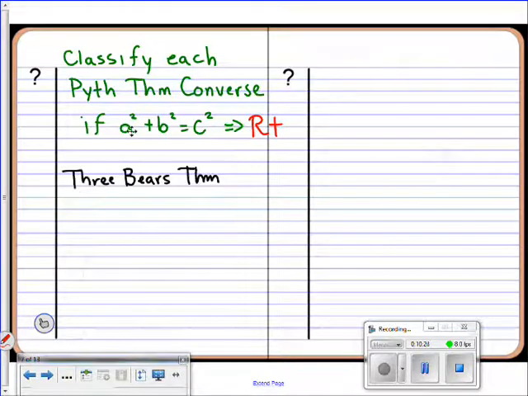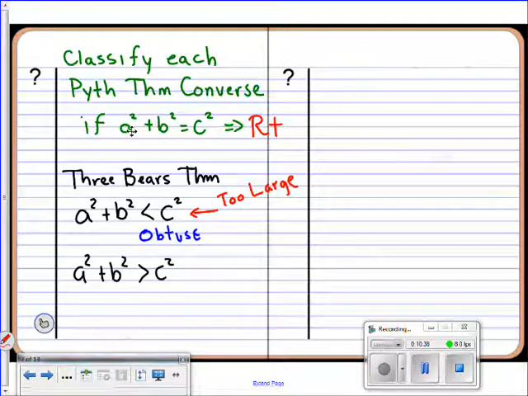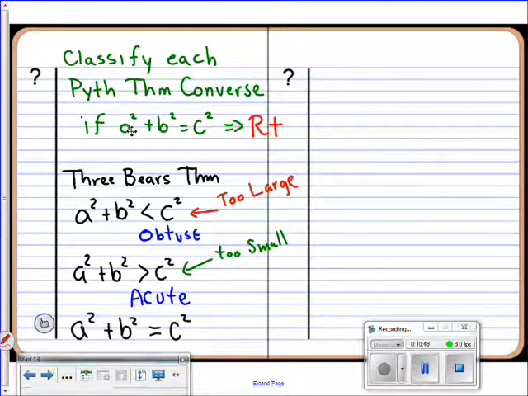So we came up with the three bears theorem. Three bears theorem basically said that if I have the two smaller sides squared and added together and it's less than c squared, then the c is too big to be a hypotenuse, and therefore we know that it's obtuse. If a squared plus b squared is greater than c squared, then the side that we thought was a hypotenuse is actually too small to be a hypotenuse, and so that makes it acute. And then a squared plus b squared equals c squared tells me it's just right.